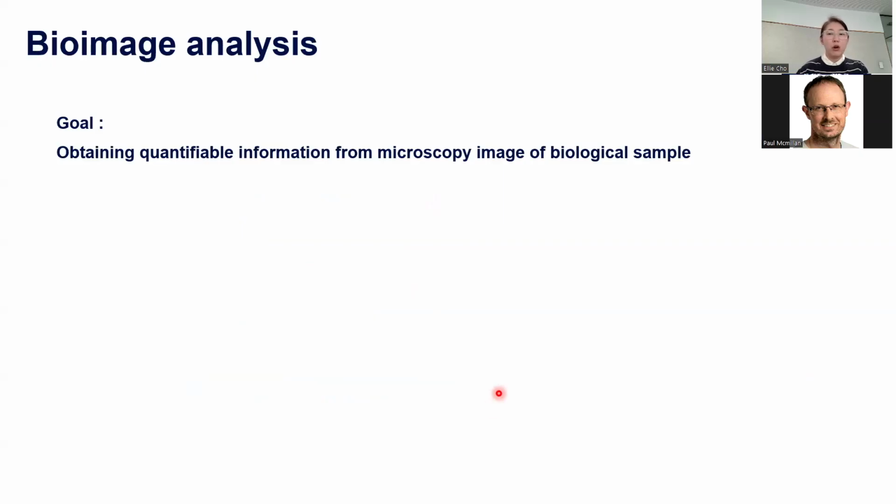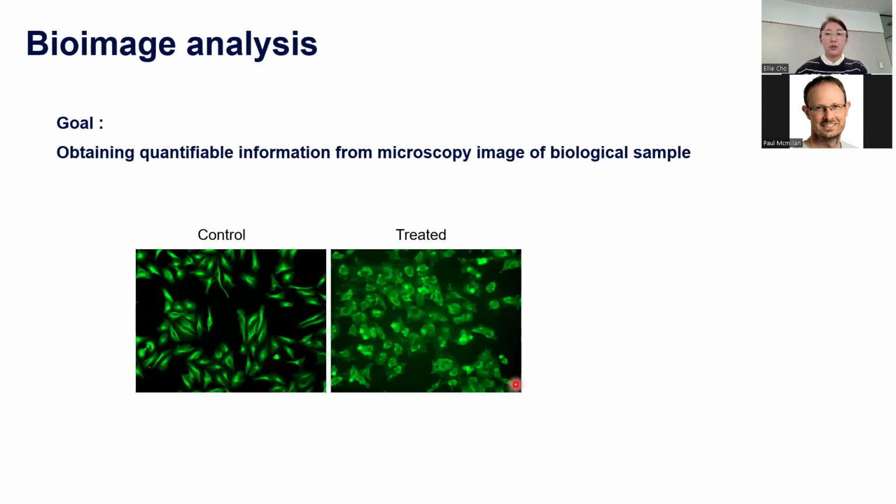The goal of bioimage analysis is to obtain quantifiable information from the microscope images of biological samples. For example, in these 2 fluorescence microscopy images, we can visually tell that the cells in the control group and the treated group look different. But then how can we describe this difference? Perhaps we can say that the cells in the treated group look slightly rounder to start with, but how can we say how much rounder? In other words, how can we quantify this difference?